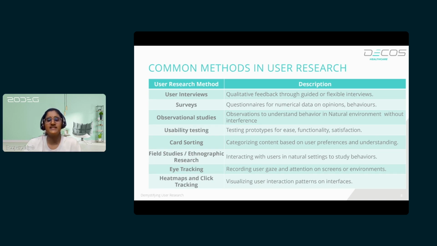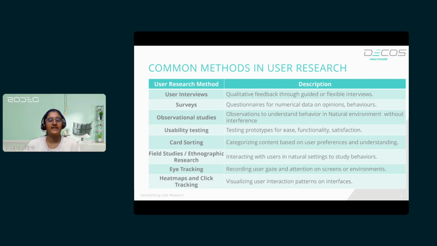These field studies encompass a broader approach. Broader in the sense that they may include observations as well, but it also involves collecting qualitative data through interviews, surveys, and other methods in real world settings or in the natural environment.